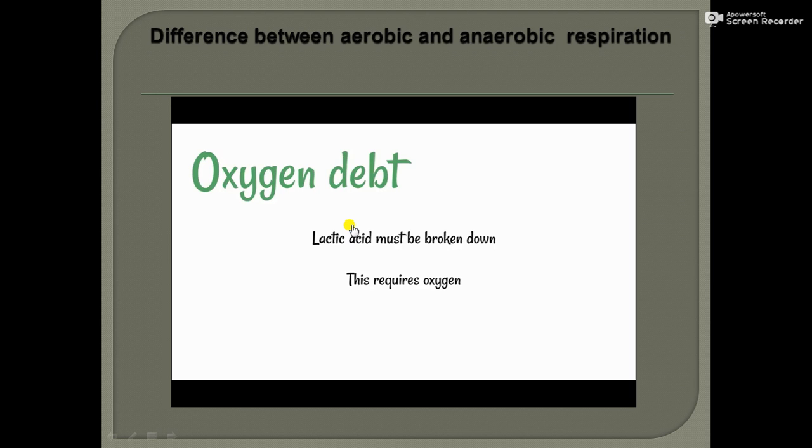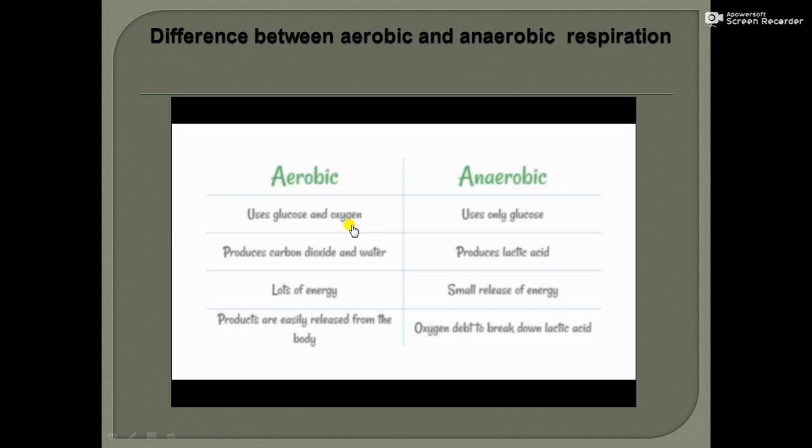Let's look at the two compared side by side. We can obviously see that anaerobic respiration has the advantage that where aerobic respiration needs oxygen, anaerobic respiration can progress in its absence. But the trade-off is there's a very small release of energy by comparison, and while the products of aerobic respiration are easily released, for example, carbon dioxide is easily removed via the lungs, oxygen debt is required to break down lactic acid.